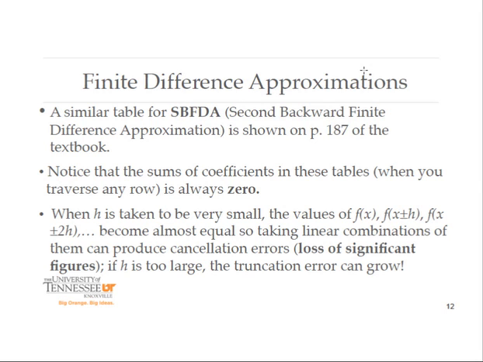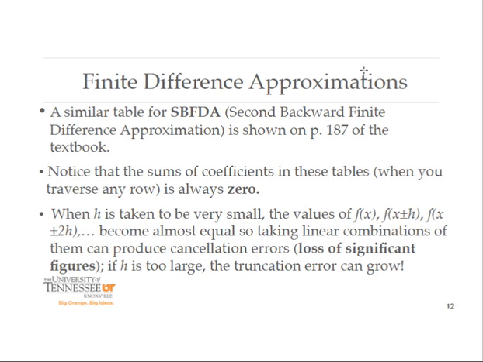I'm not going to show the table for a second backward finite difference approximation to get order of h squared, but it's on page 187 in the textbook, very, very similar to the one we just did for the second forward finite difference approximation. One thing you're going to notice is that the sums of the coefficients in all these tables, if you traverse any row, always sum up to 0. So that's a good way of checking to make sure there are no errors in your table, especially if you're programming it. So all the values across the row would sum to 0.